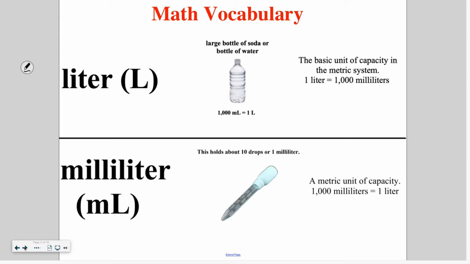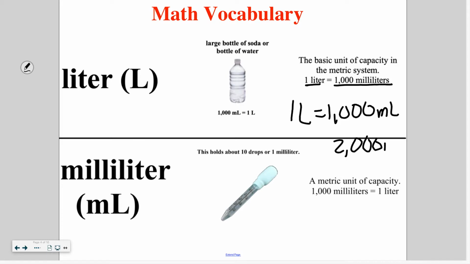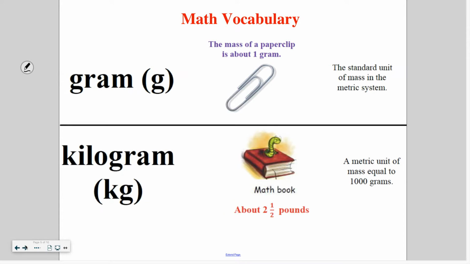So like I said, liters for liquid volume, and 1 liter is equal to 1,000 milliliters. So liter is the basic unit, and milliliters is a smaller unit that can be converted between milliliters and liters. The conversion is 1 liter equals 1,000 milliliters. So for example, 2,000 milliliters equals 2 liters. For mass, we have grams, and a benchmark we have is 1 paperclip is about 1 gram. And similar to converting between liters and milliliters, 1,000 grams equals 1 kilogram.